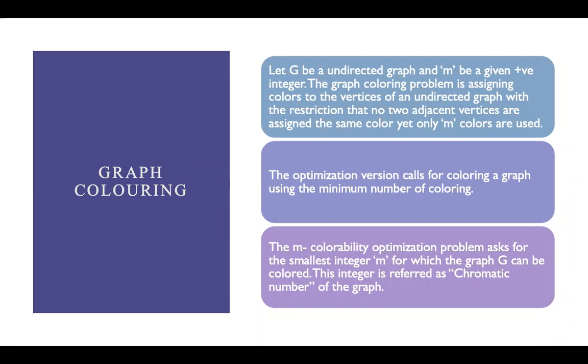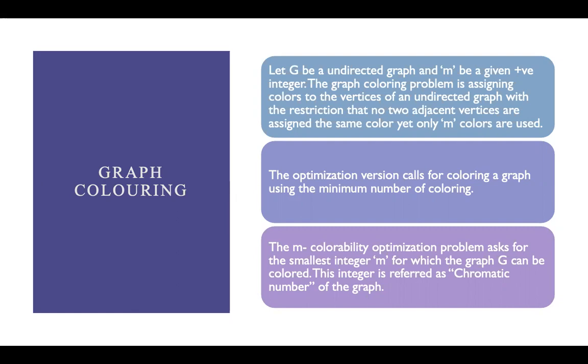Graph coloring is like this: if G is an undirected graph and M is a given positive integer, the graph coloring problem is assigning colors to the vertices of an undirected graph. There is a restriction that no two adjacent vertices should be assigned the same color. And if they have given the m value, you must assign colors using only m colors.